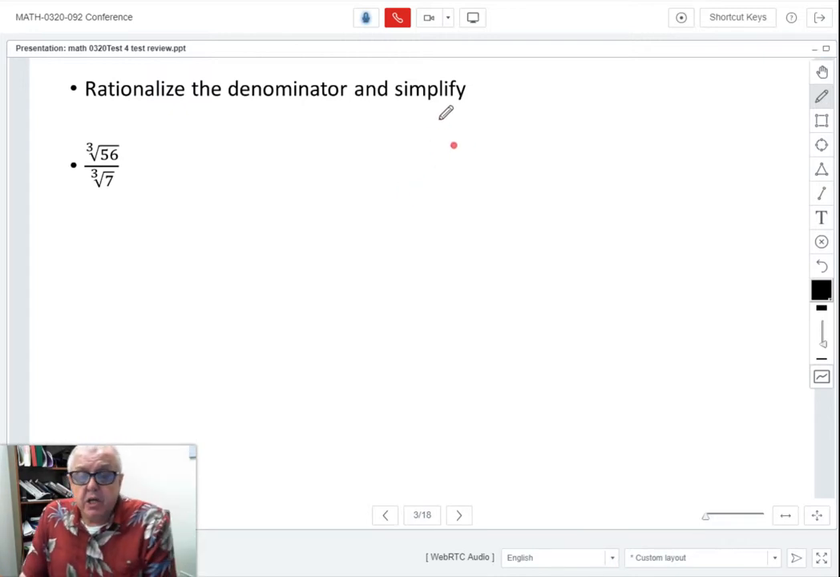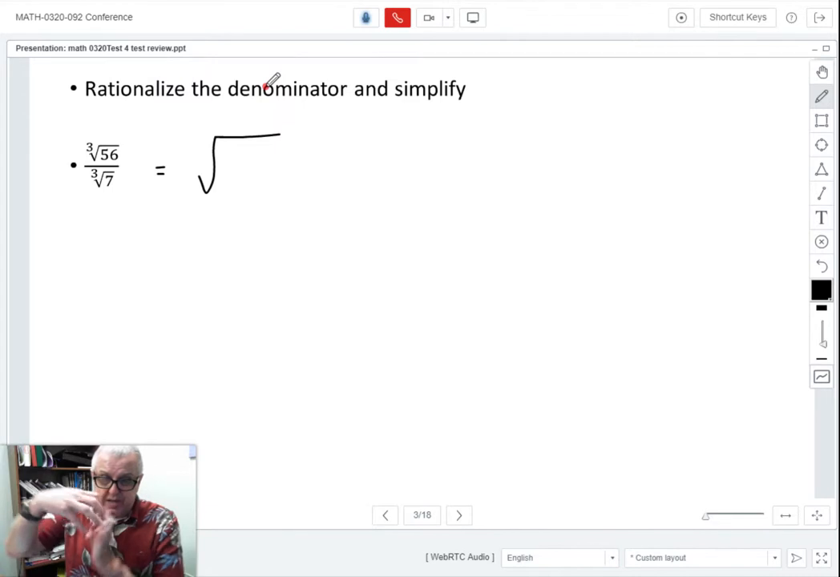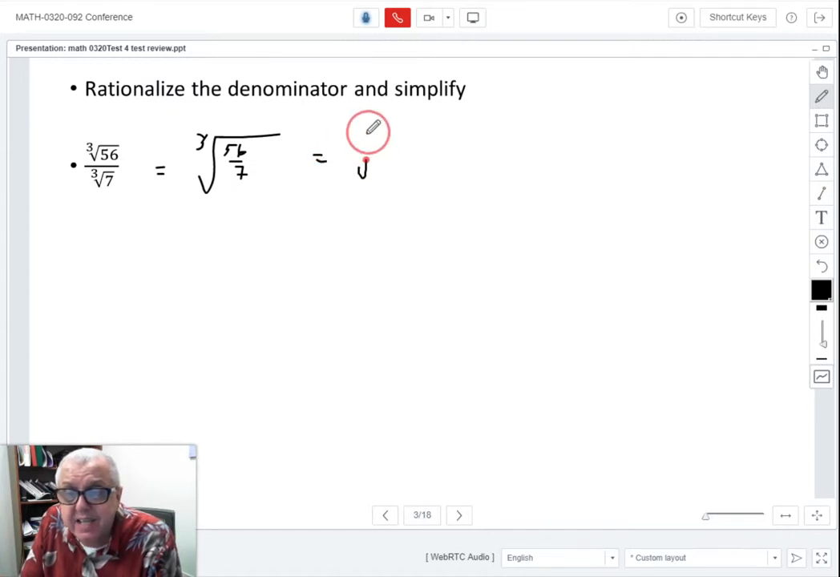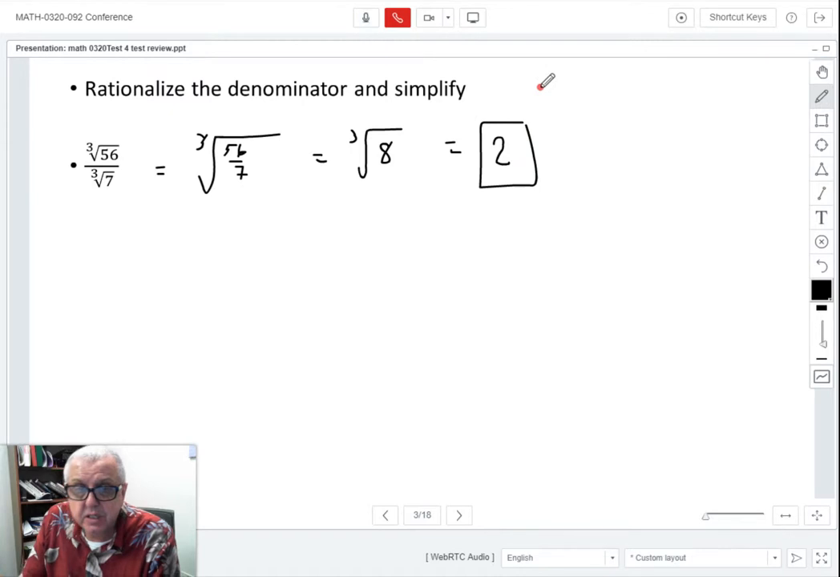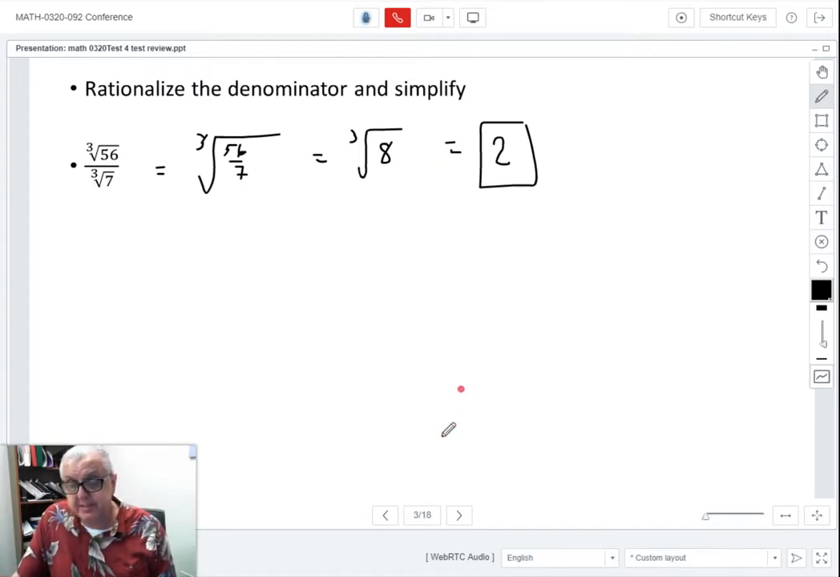Rationalize the denominator. These are both third roots. And if you remember from the last problem, you could break radicals apart if they multiply or divide, or you can squeeze them together. 56 divided by 7. Well, 56 divided by 7 is 8. And the third root of 8 equals 2. We're done. That wasn't too bad. All right, let's see what's next.